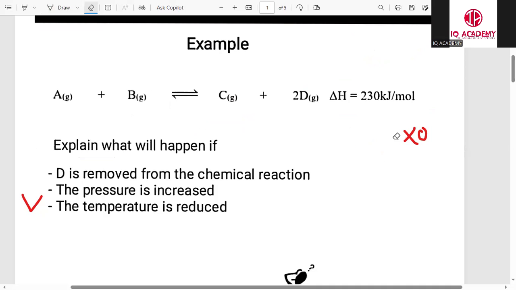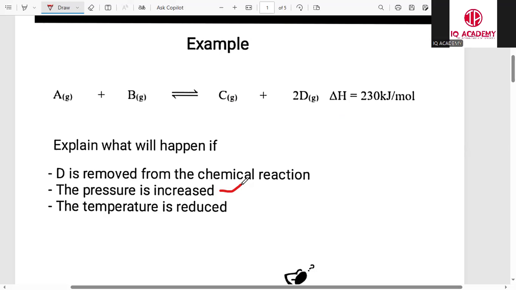And then you can explain why it moves to the right. Then see what will happen when the pressure is increased. The secret about pressure is that it only affects gaseous reactants or products. If a product or a reactant is not a gas, then it won't be affected by pressure.